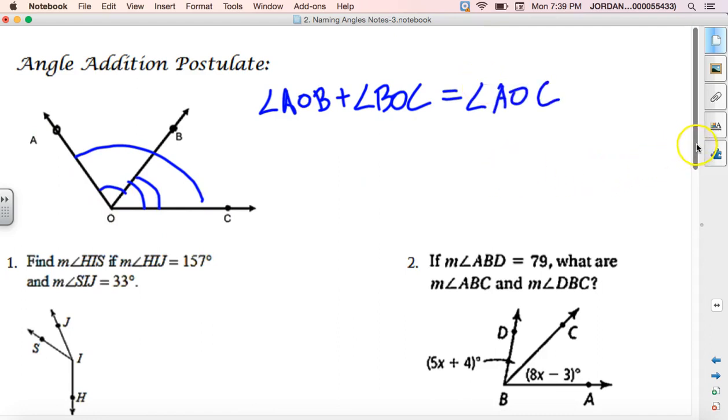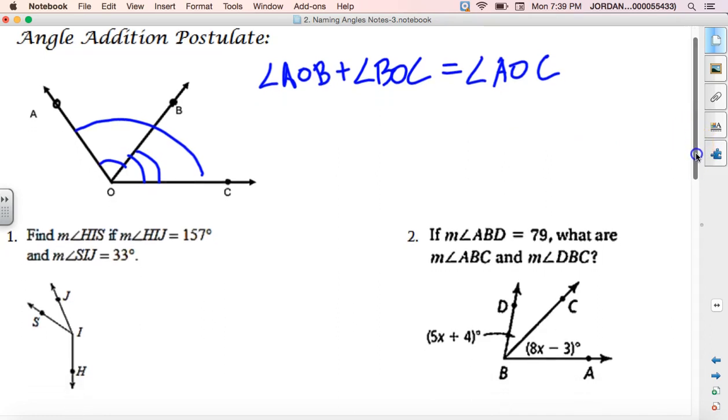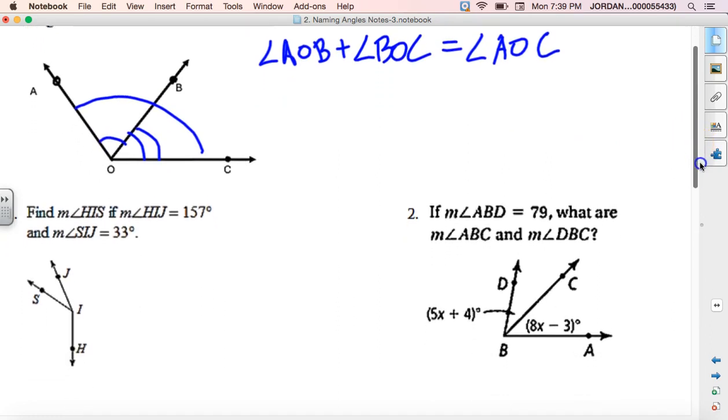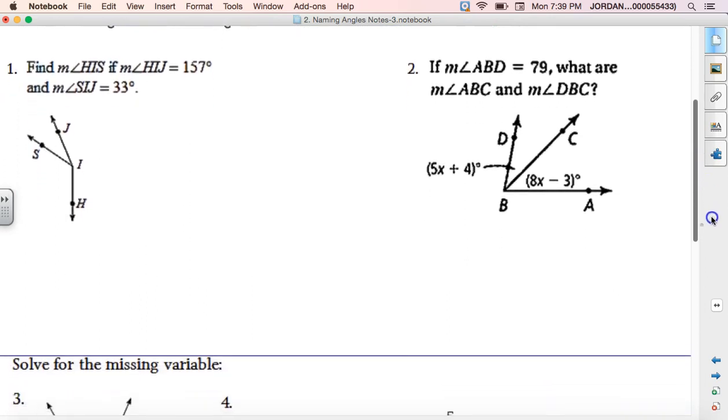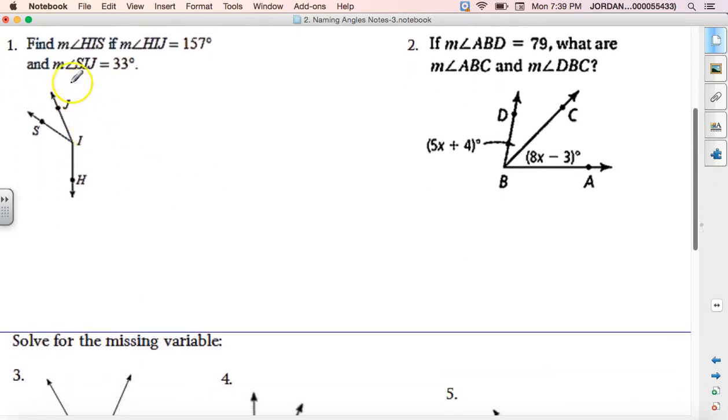Alright, so that's essentially the angle addition postulate. It's very similar to the segment addition. Just remember, you take part of the angle, add it to the other small part, and that should equal the whole. So let's look at one actual example.